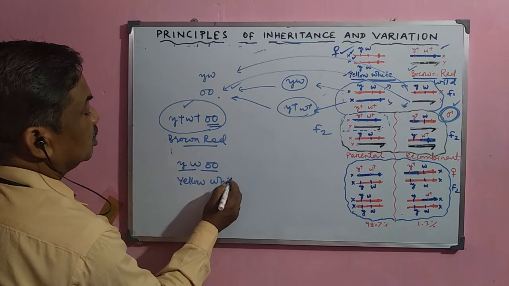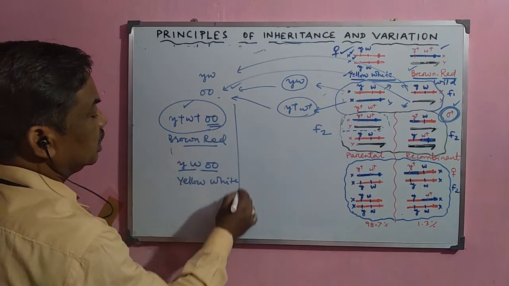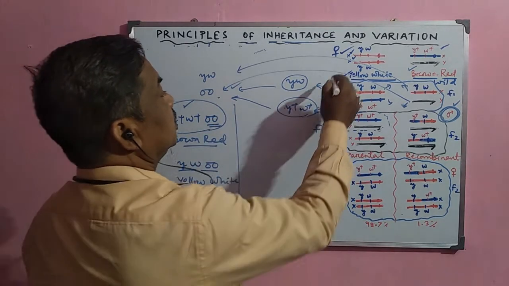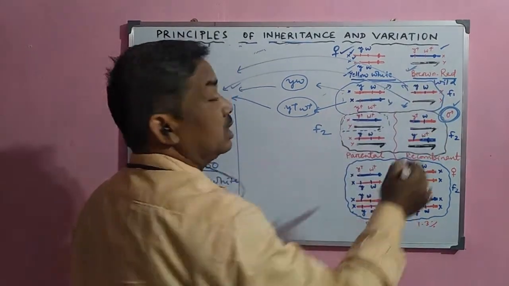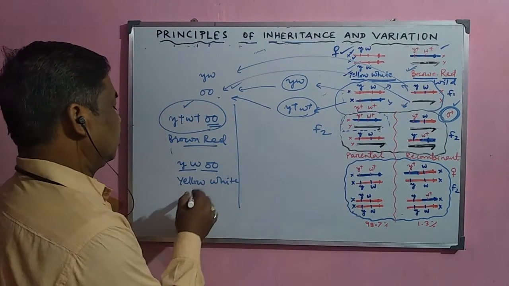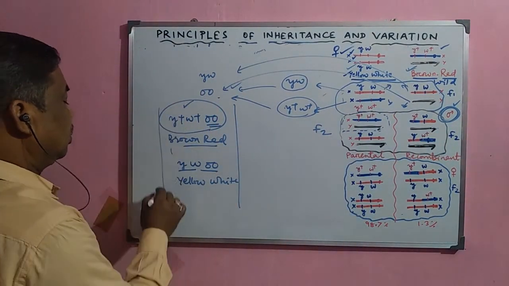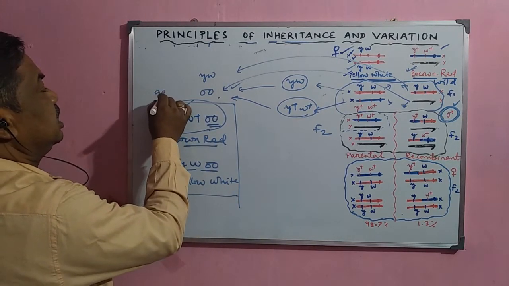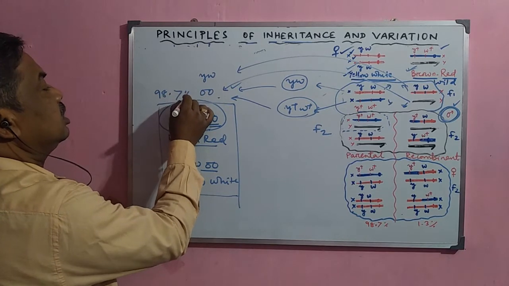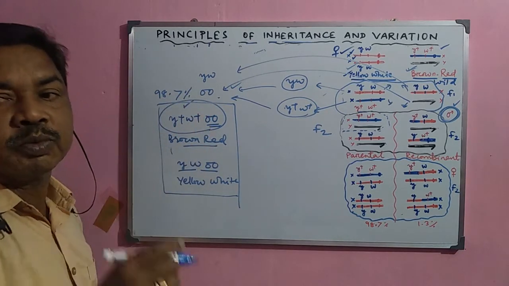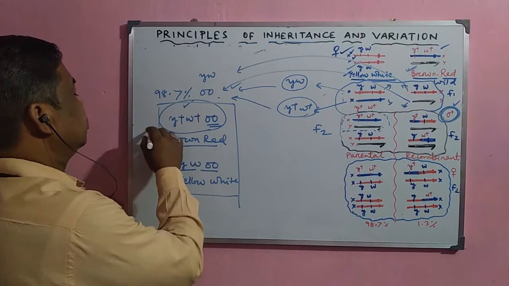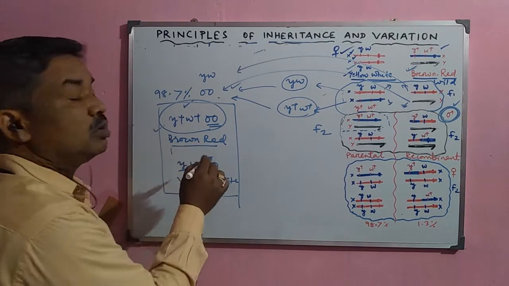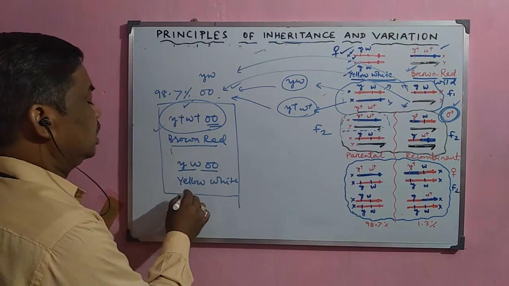and it is called yellow white type. So this yellow white and brown red are the parental combinations. He observed that 98.7% of total F2 offspring are of this parental type, brown red and yellow white.